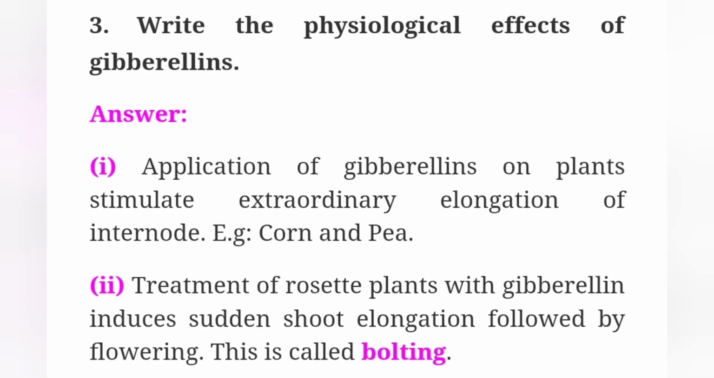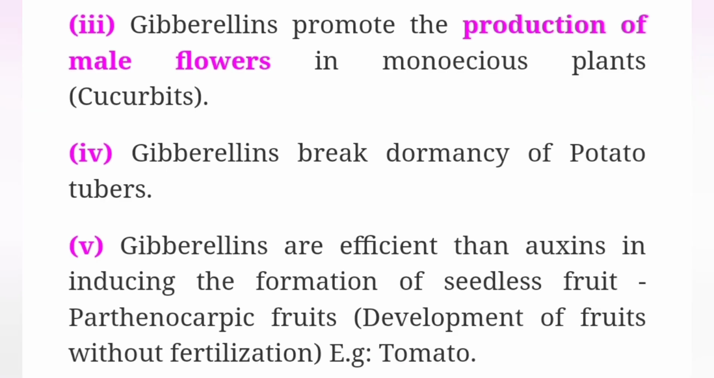Third question, write the physiological effects of gibberellins. Answer, first point, the application of gibberellins on plants stimulates extraordinary elongation of internode. Example, corn and pea. Second point, treatment of rosette plant with gibberellin induces sudden shoot elongation followed by flowering. This is called bolting. Third point, gibberellins promote the production of male flowers in monoecious plants.